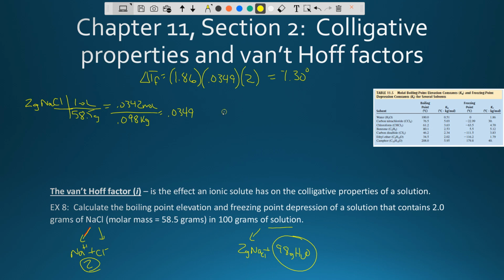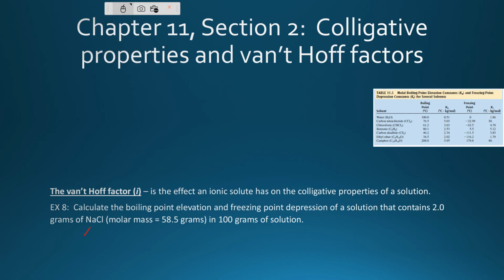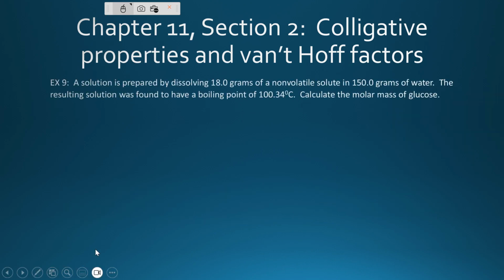If I take a look at my boiling point now, let's see how the salt will affect that. So that's going to be the 0.51 times 0.0349. That's my molality. And again, there's 2 particles. And so my change is going to end up being 0.36. So now my water is going to boil at 100.36 degrees Celsius. Okay, so it did raise that boiling point just a little bit by having 2 particles in there. So you can see how the van't Hoff factor is going to be affecting the different solutions.